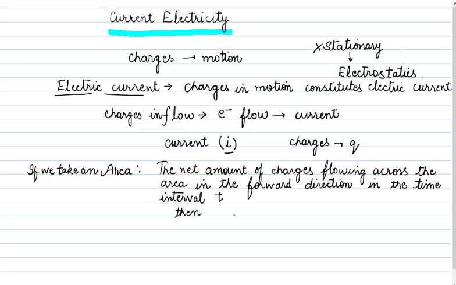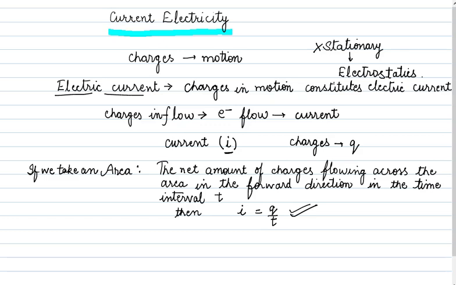Then we define our current, which is represented with the symbol small I, as I is equal to Q upon T. Here I is the current, Q is the charge, and T is the time. So if we have any area and the charge flowing through the area is small q in the time interval small t, then we can easily calculate the electric current by simply dividing the charge by the time interval. So the rate of flow of charge is current, and this gives us the definition of current.